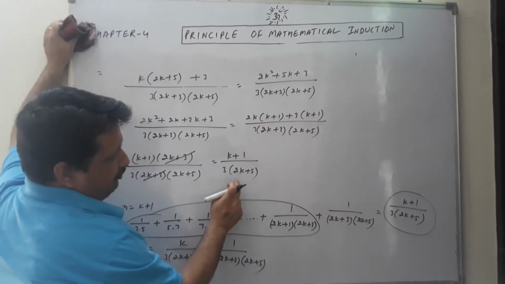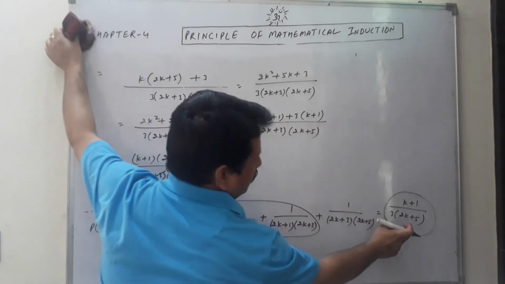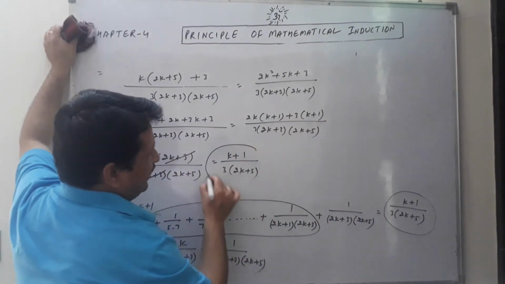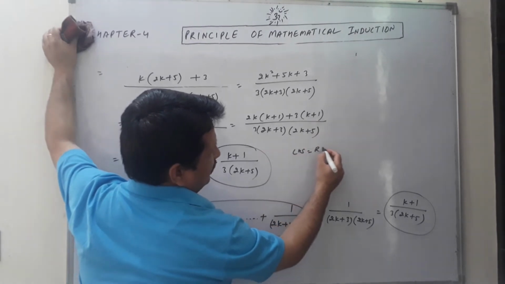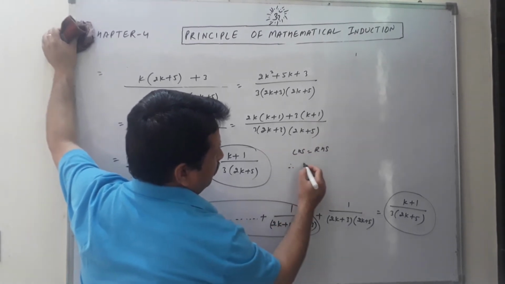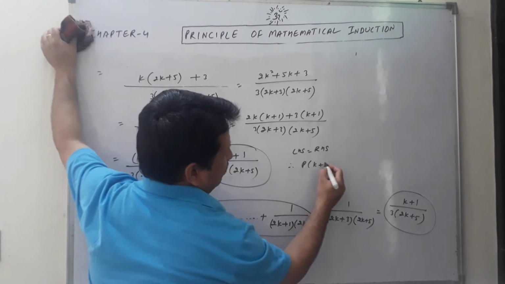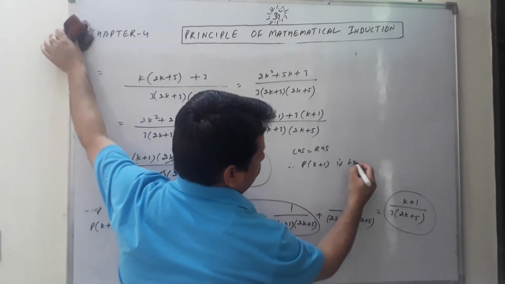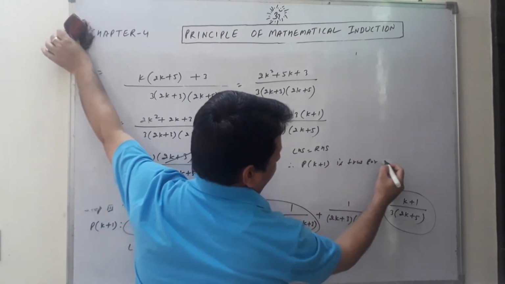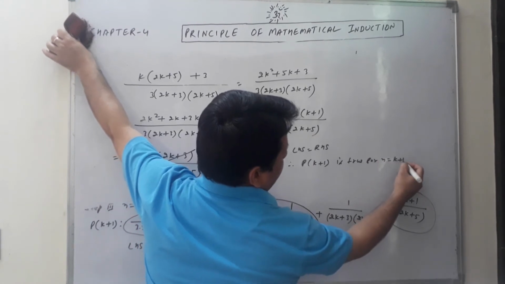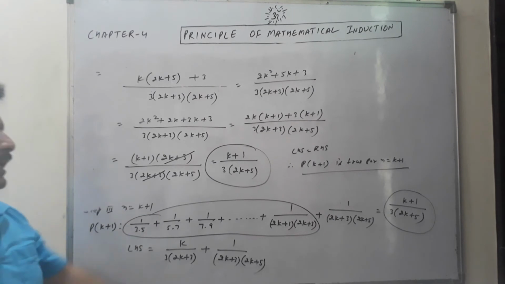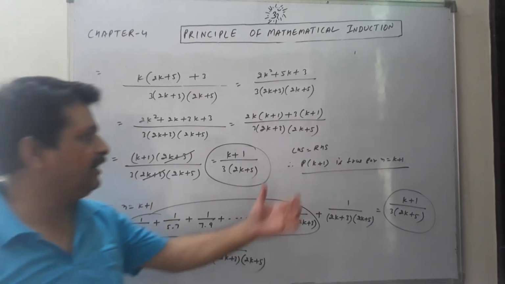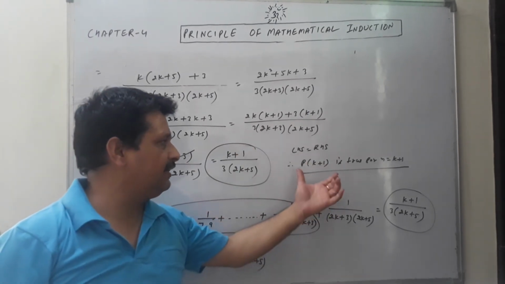Now students, if you see, this is equal to the right hand side. Now here we can say that left hand side is equal to right hand side. Therefore P of k plus 1 is true for n that is equal to k plus 1. This is the solution of this question, and here we can say left hand side equals right hand side.